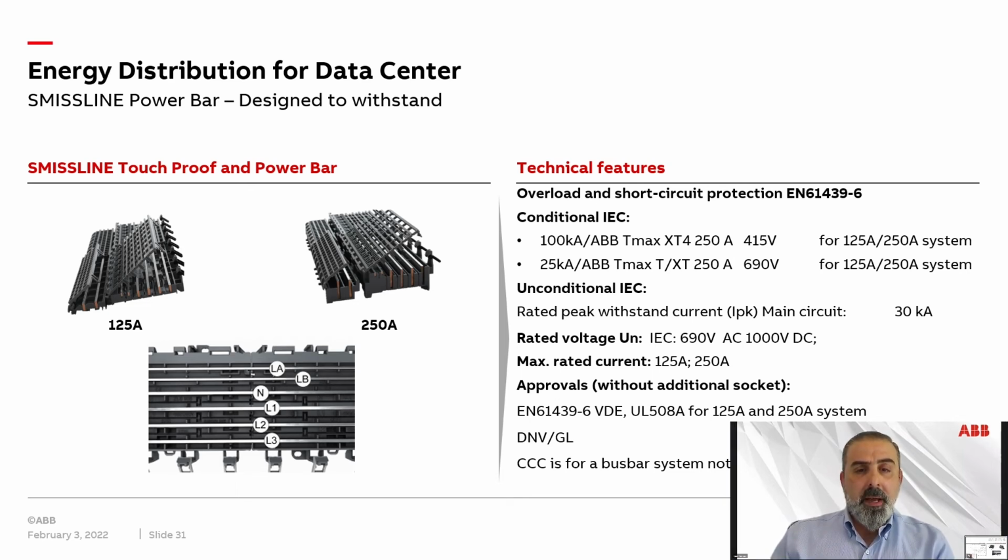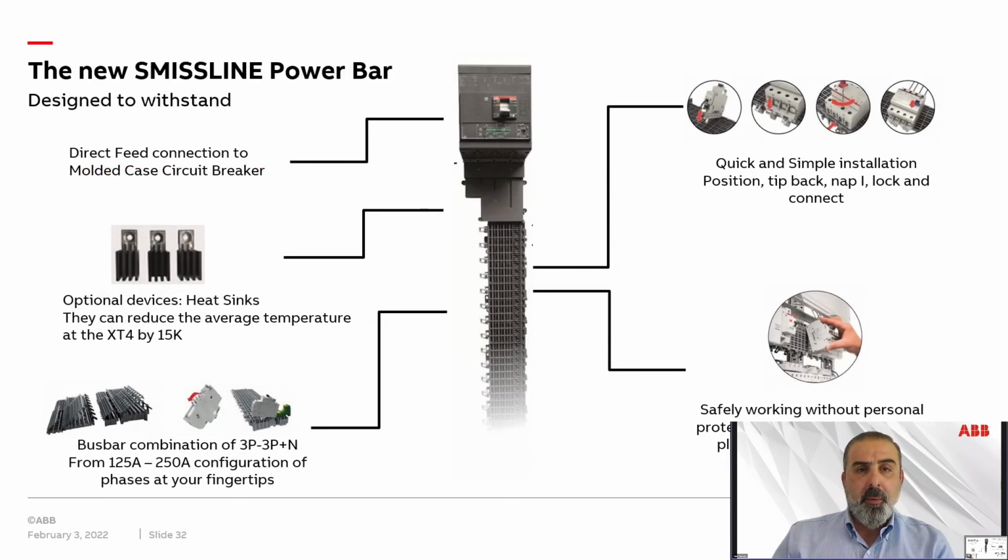What we have as a new product, as a new development, which is available now in the Smithline family, we call it a direct fed. As I said, it's a new bus bar system that can connect directly your XT4 MCCB to the Smithline bus bar without the need of any additional bus bar manufacturing. It's a direct connection that will speed up your project and increase the reliability of the system by eliminating the additional unneeded contact points that may lead to failures, which we certainly try to avoid in critical application.